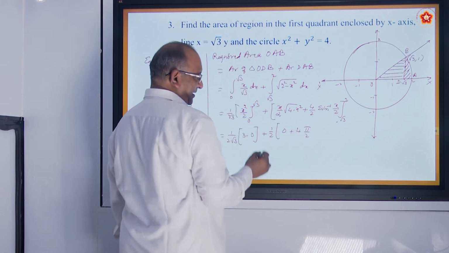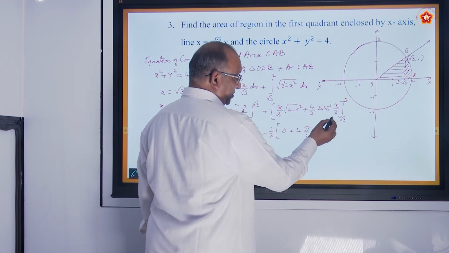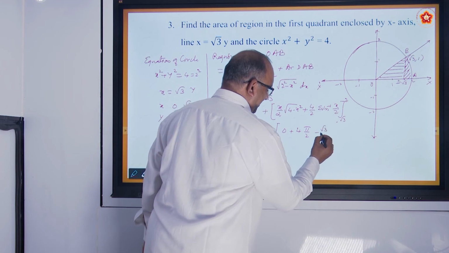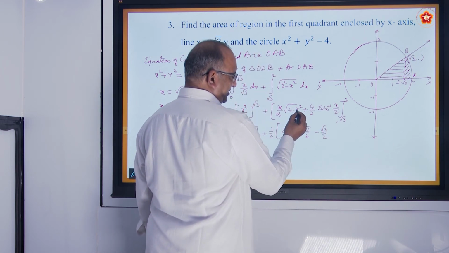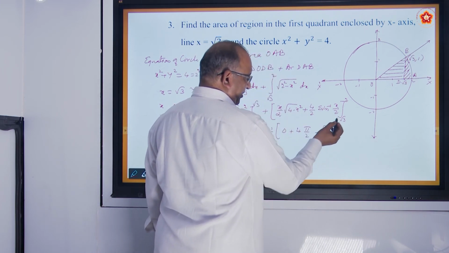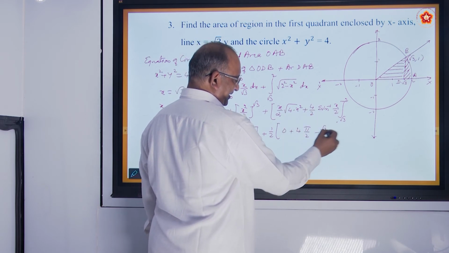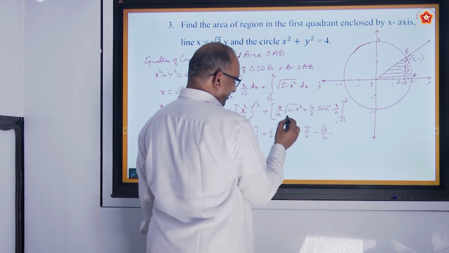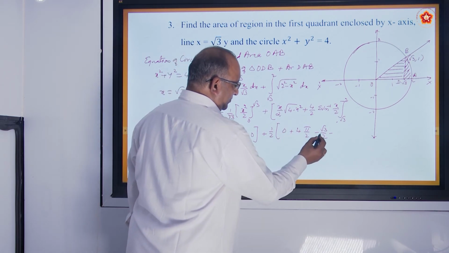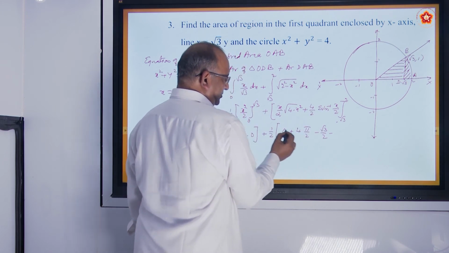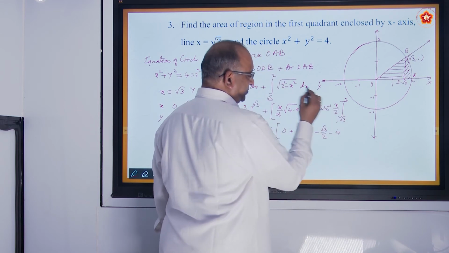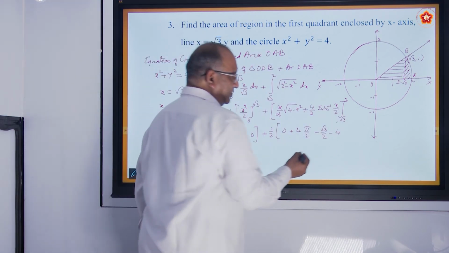Now substitute upper limit. When you substitute upper limit, lower limit, it will be minus, substitute root 3, so it will become root 3 by 2, 4 minus root 3 square, it will become 1, so it is nothing but 1 only, minus, because we are substituting lower limit, we have to put minus sign. 1 by 2 we have taken out already, so what is left? Only 4 sine inverse root 3 by 2. What is sine inverse root 3 by 2? It is pi by 3.